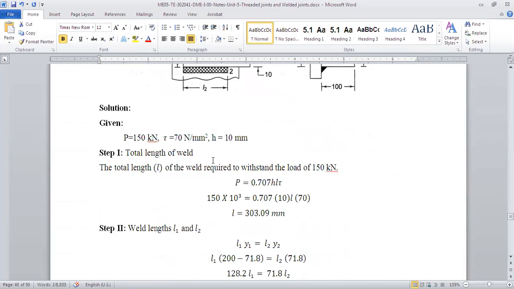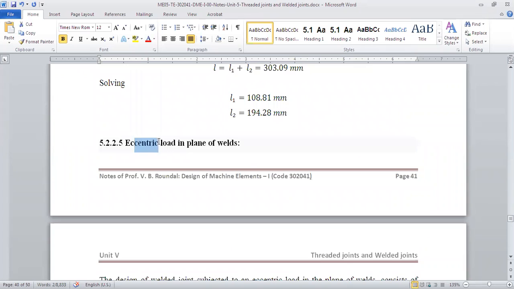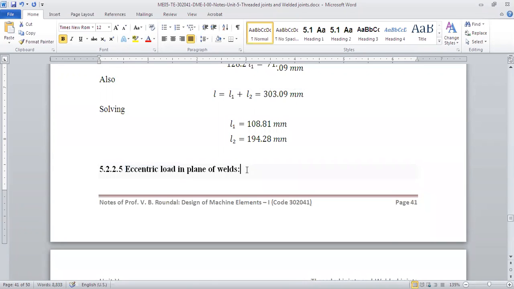Okay. So let's now slowly move to eccentric load. Now we are going what we did in case of threaded joints. Eccentric load, but it is in a plane of welds. So eccentric load means what? The load which is not at the CG, load which is away from CG. So because of that, what happens? Can anybody tell me? We have seen this in a threaded joint. If the load is eccentric, it is not at the center of gravity. Because of that, what will happen? What kind of problem will be there? Can anybody tell me? We have seen the same thing in threaded joints also.